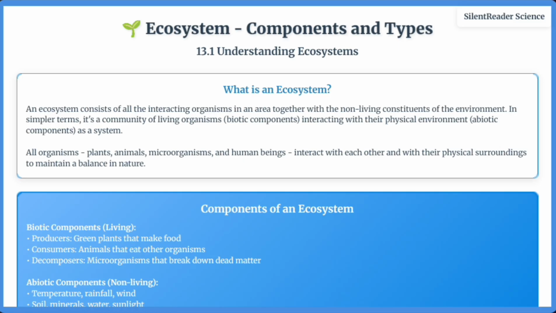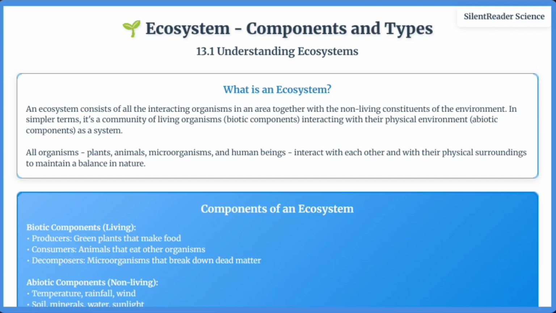All organisms, plants, animals, microorganisms, and human beings interact with each other and with their physical surroundings to maintain a balance in nature. The biotic components include producers like green plants that make their own food, consumers like animals that eat other organisms, and decomposers like microorganisms that break down dead matter. The abiotic components include temperature, rainfall, wind, soil, minerals, water, sunlight, and other physical factors.